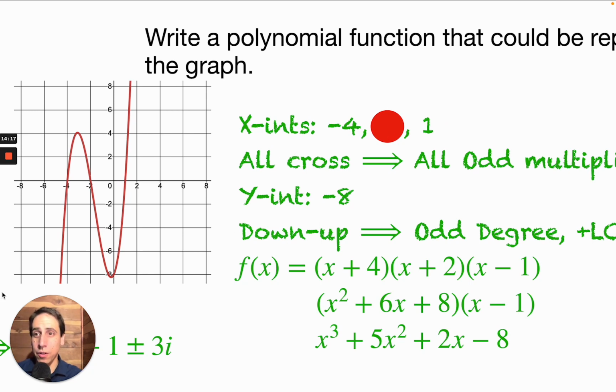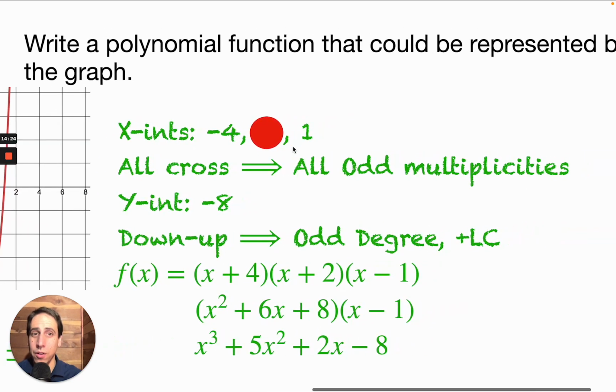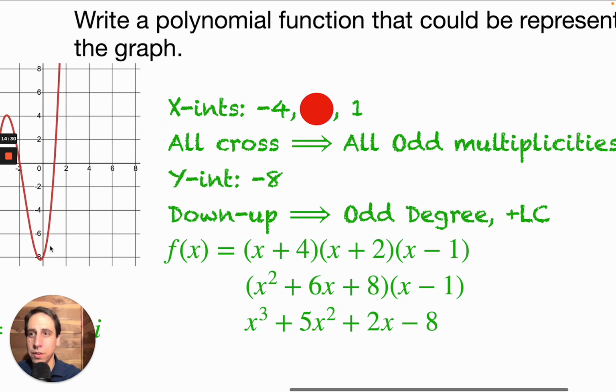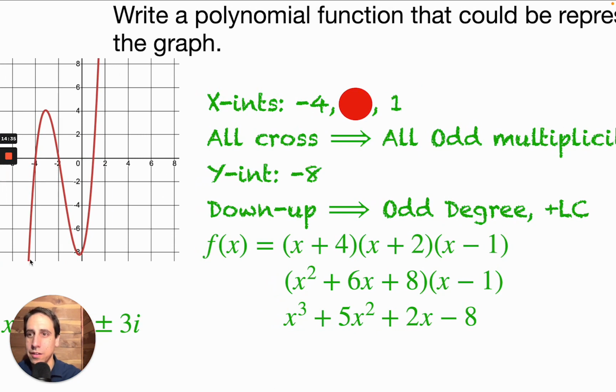Another piece of graphical information is that all of these x-intercepts cross the x-axis, and if that's true, then they're all going to have odd multiplicities. Another thing that's true, if we can see from the graph, is that the y-intercept is going to be negative 8, and also the end behavior is down, up. Those are the arrows. There's a down arrow here, and there's an up arrow here to indicate how it's leaving the window. So the down, up, odd end behavior indicates that it's going to be an odd degree and a positive leading coefficient.